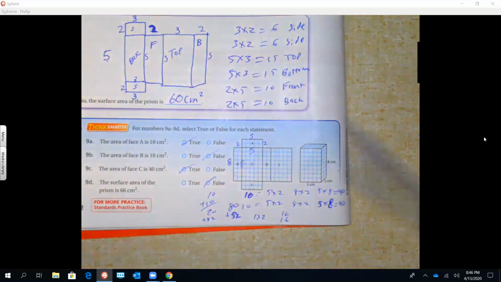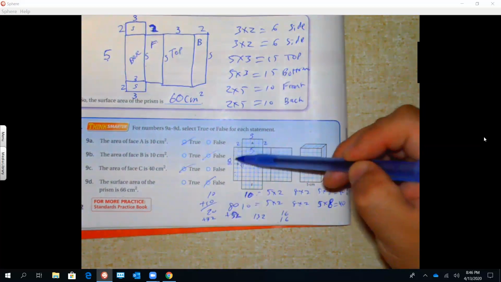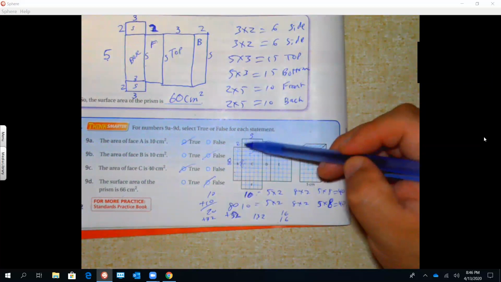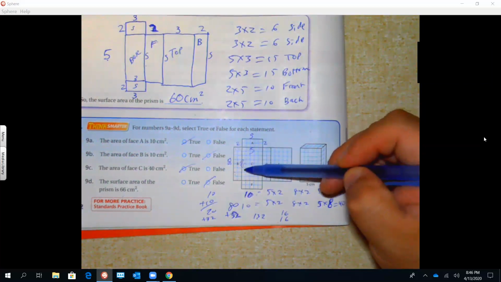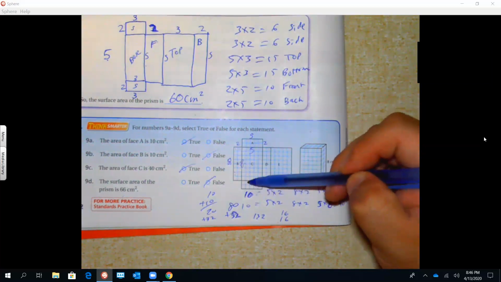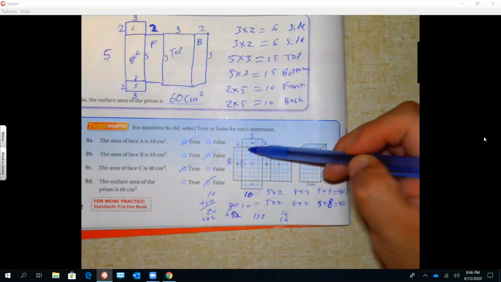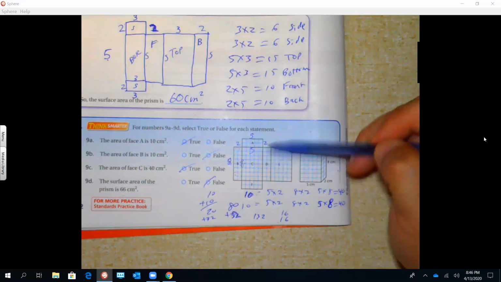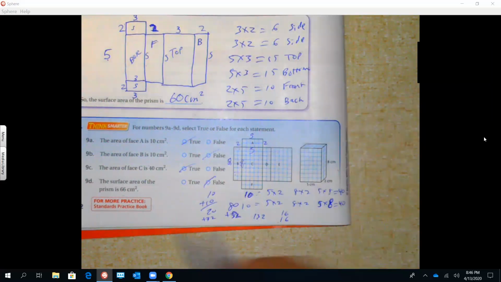So even if you count them up, 1, 2, 3, 4, 5, 6, 7, 8, 9, 10, 11, 12, 13, 14, 15, 16, 17, 18, 19, 20, and so on, you don't get 66, so it's false.